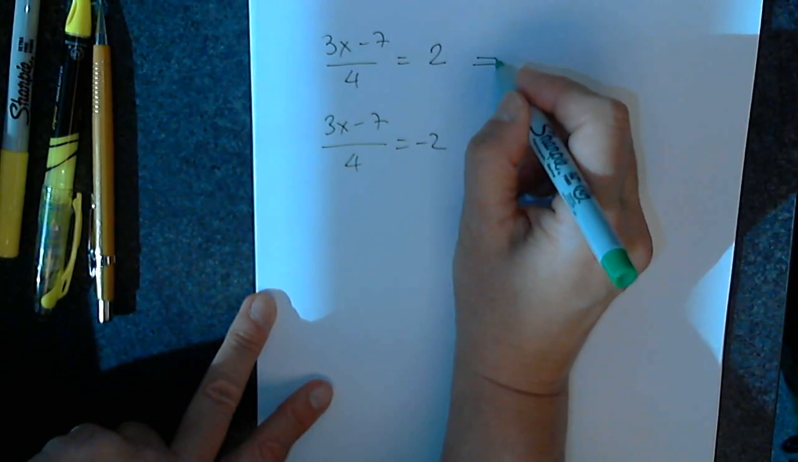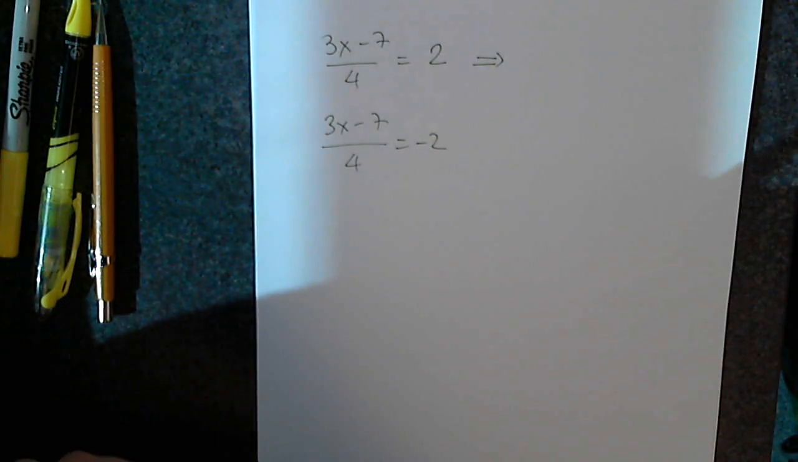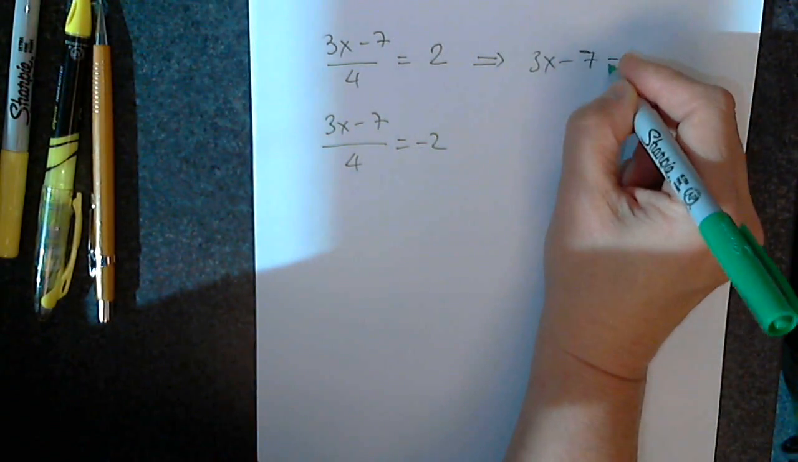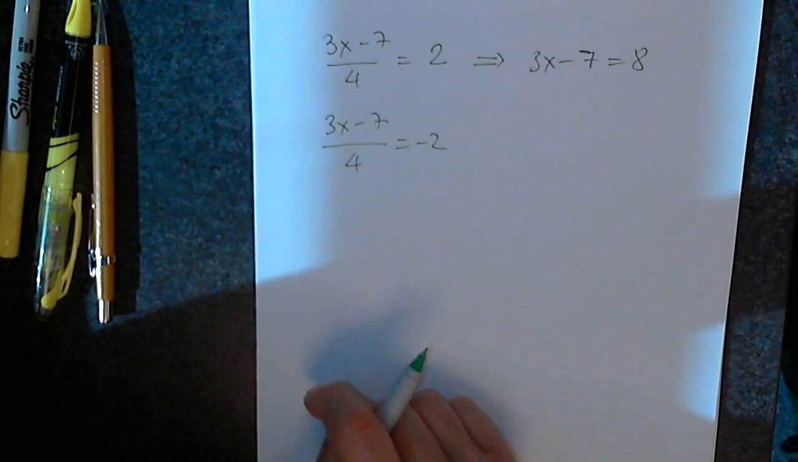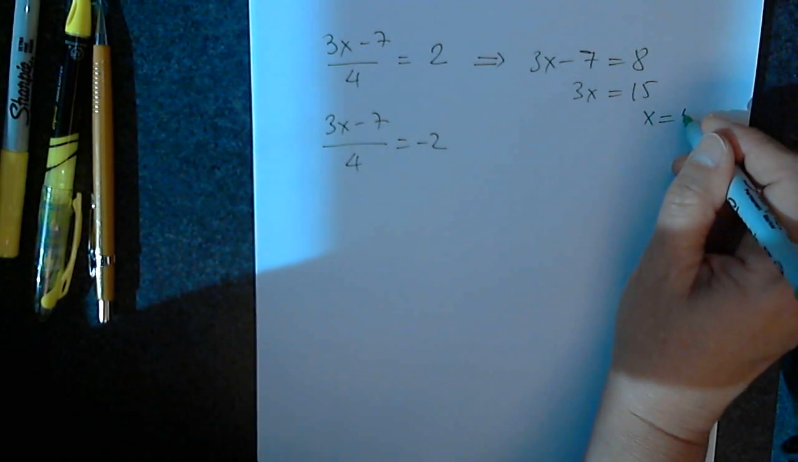How will you solve the first equation? What will you do? Very first step. What will be that? First step. Very good. Multiply by 4. So 3x minus 7 equals 8. So 3x equals 15. So x equals 5.